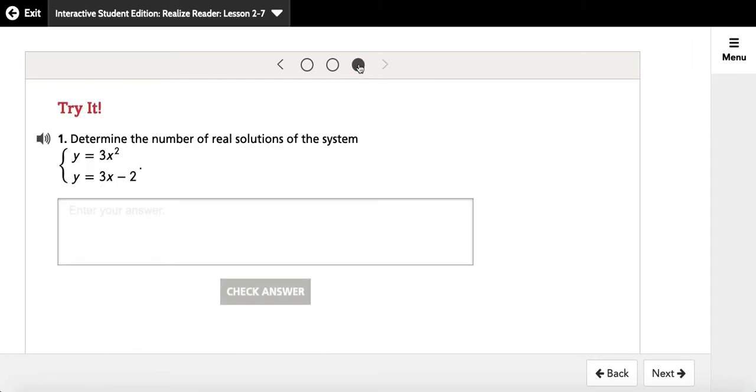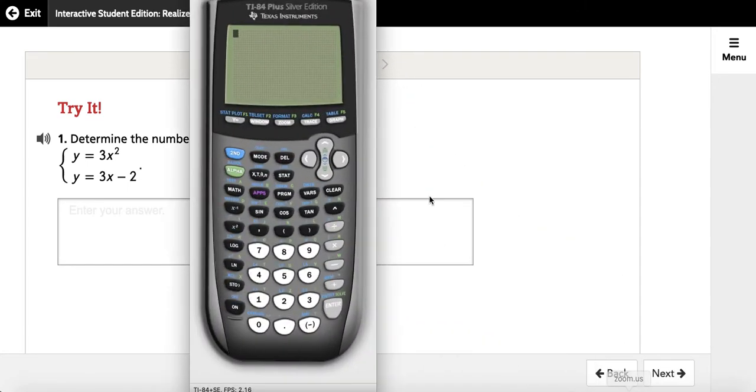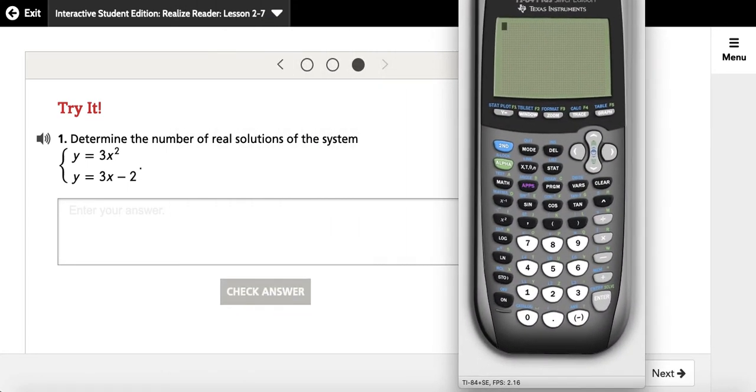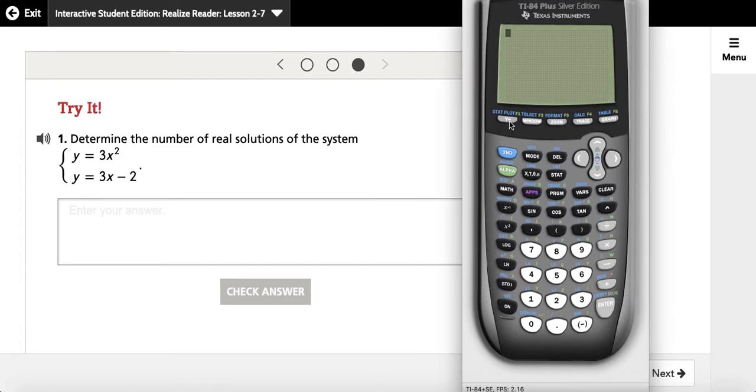So determine the number of real solutions in this system. Now this is different. It has 3x squared instead of just x squared. But go ahead and graph those and see where they intersect. I'm going to use my graphing calculator because I'm more familiar with that than with Desmos, and I already had it ready.